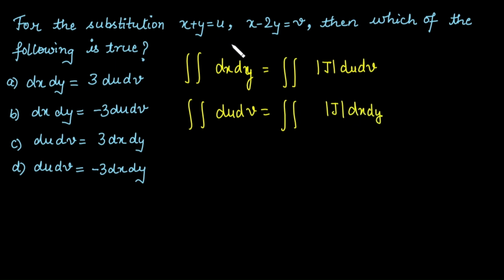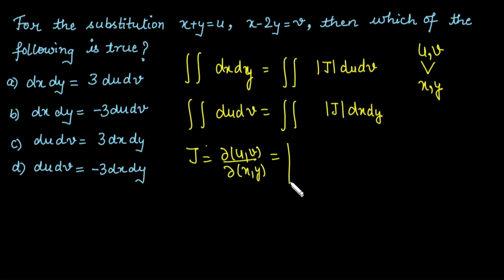यहाँ पे डिपेंडेंट वेरिएबल कौन है? Dependent variable is u and v, because u and v की value हमें given है in terms of x and y. So what is a Jacobian in this case? Jacobian in this case is partial of uv by partial of xy, that is determinant partial derivative of u with respect to x, partial derivative of u with respect to y, partial derivative of v with respect to x, partial derivative of v with respect to y.